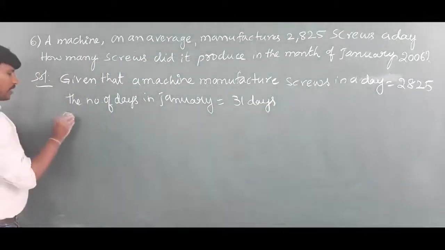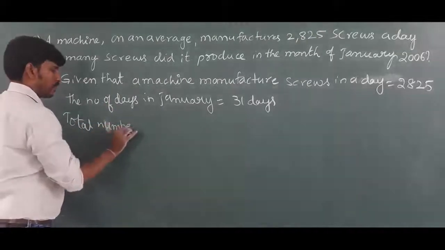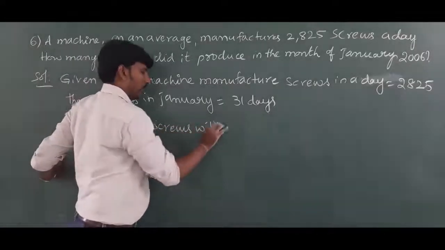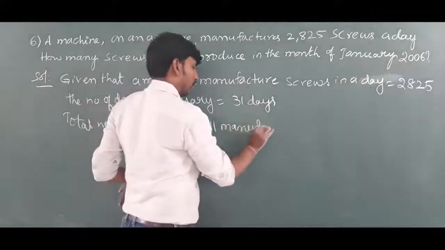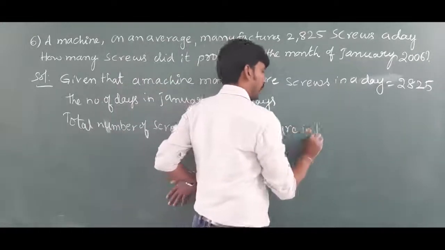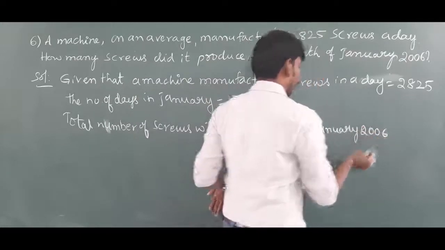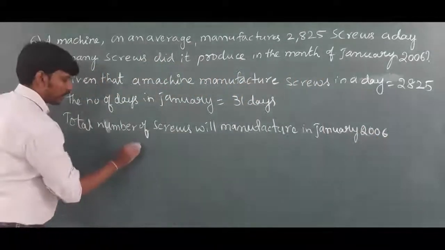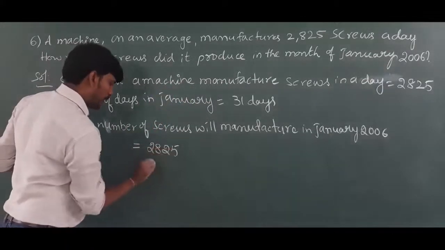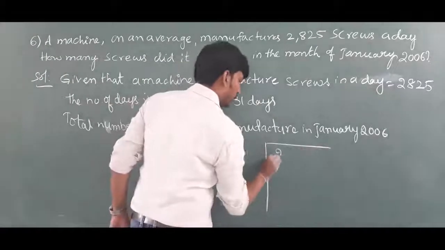So total number of screws will manufacture in January 2006 is equal to what? We need to multiply both. So 2825 into 31. I'm going to do rough work here.